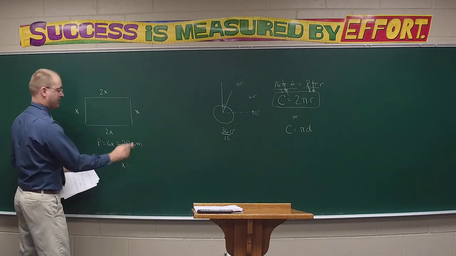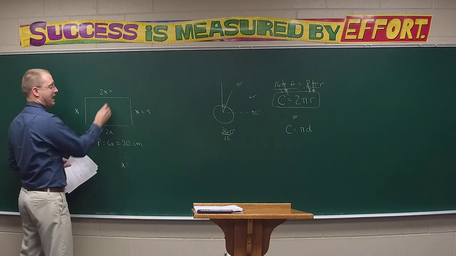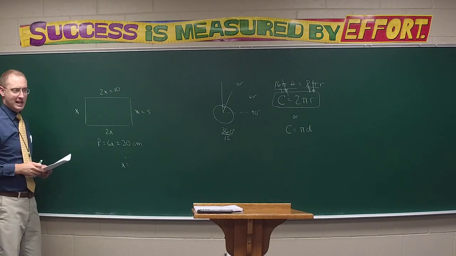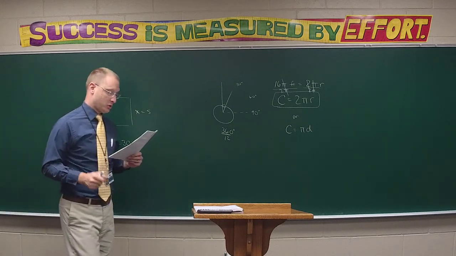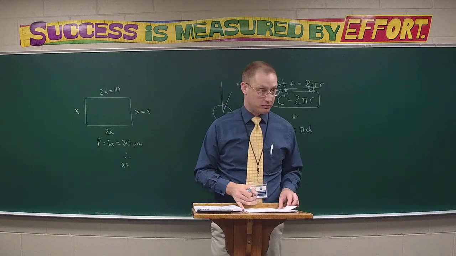Therefore, what is x? 5 centimeters. So this is 5, and that means this is 10. And it asks, what is the area of the rectangle? Well, to find area, class, length times width, or base times height, I get 50 square centimeters. Letter G. Letter G, how'd we do?